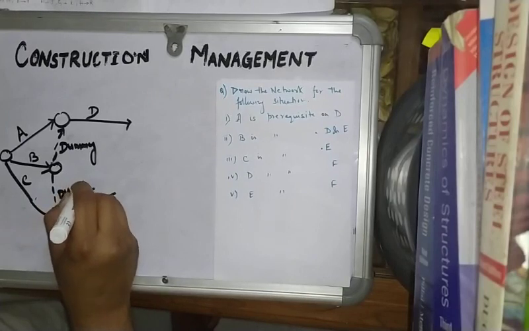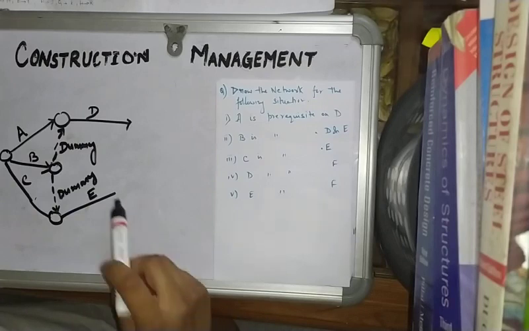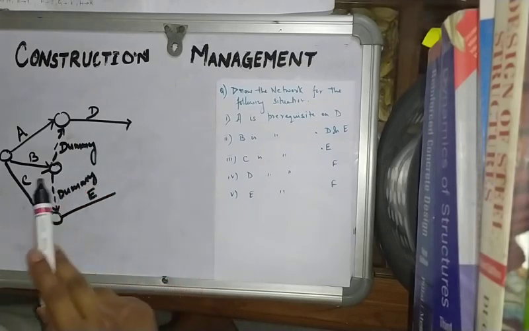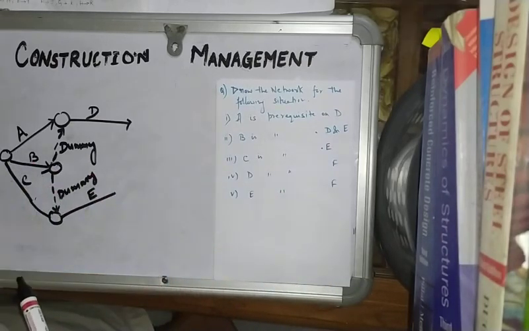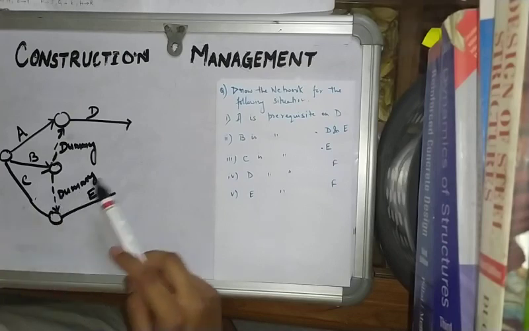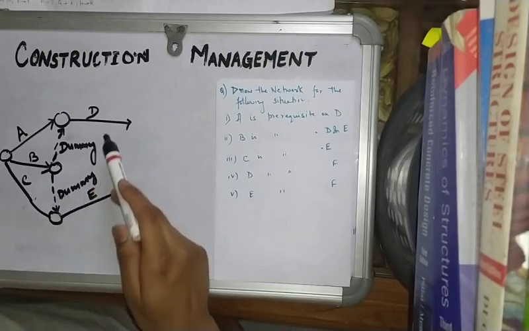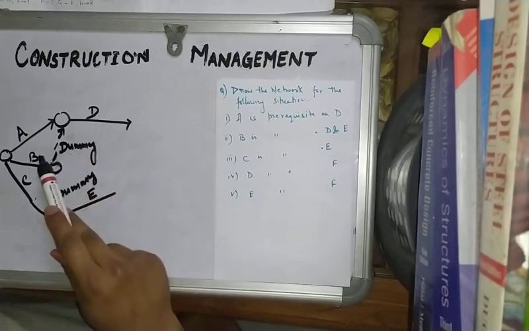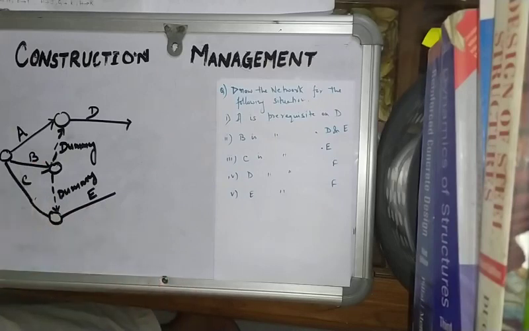which means a dummy activity is an activity which does not require any time and resource for its completion, and no physical activity is being performed here, but it is drawn only to complete the network. Because in this case D can start only when A has been completed and when B has also been completed. On the other hand E can start only when B and C have been completed. So if we draw these two dummy activities, it means that D will start when A and B have been completed, and E will start when C has been completed and B has been completed.